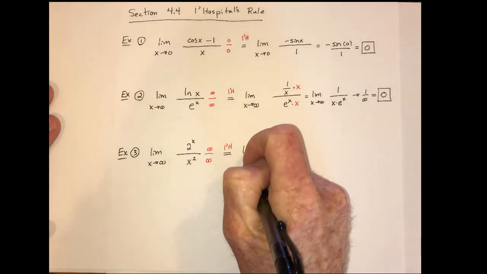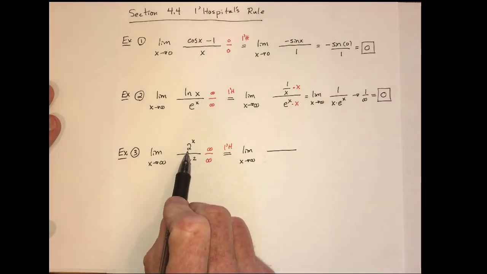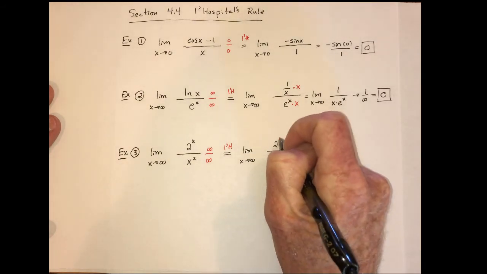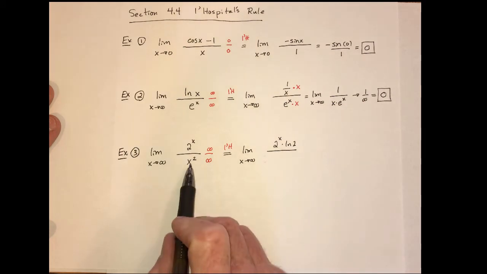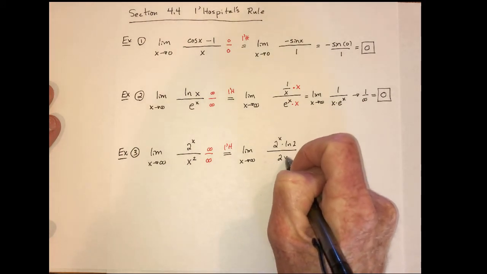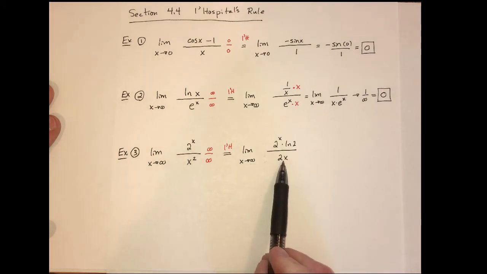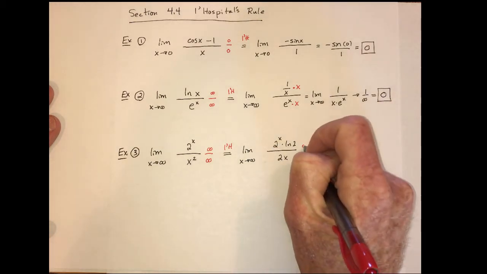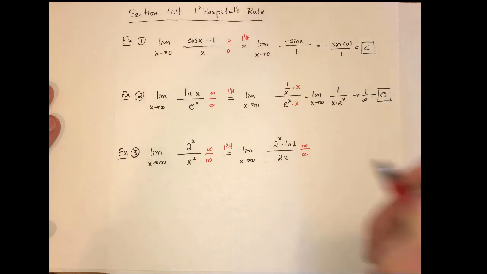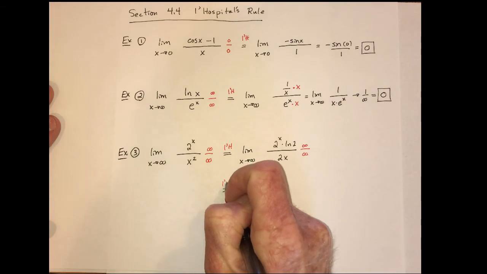So it's still going to be the limit as x approaches infinity. On the top, take the derivative of 2 to the x. And that is 2 to the x, and then times the natural log of 2. On the bottom, its derivative is 2x. Then, if x is going to infinity, this will be 2 times infinity, which is infinity. This will be 2 raised to the infinity, which is infinity. Which means that we get to use L'Hopital's rule a second time. So sometimes you get to use it 2 or even 3 times in one problem. It's pretty cool.